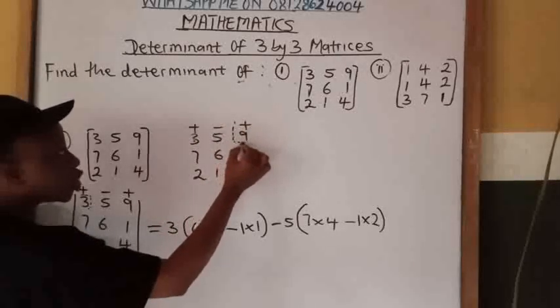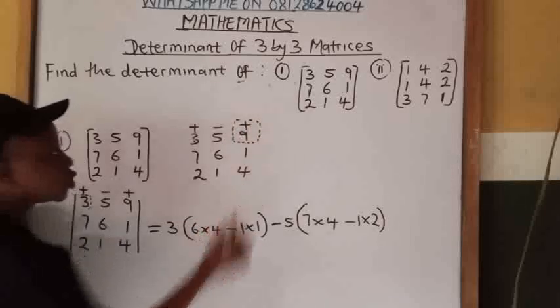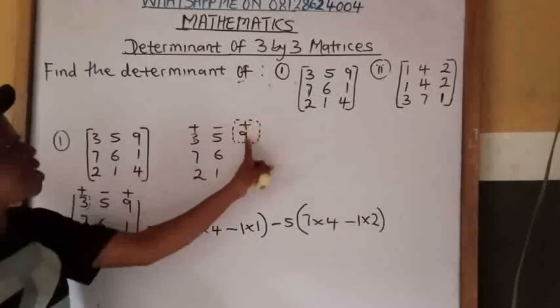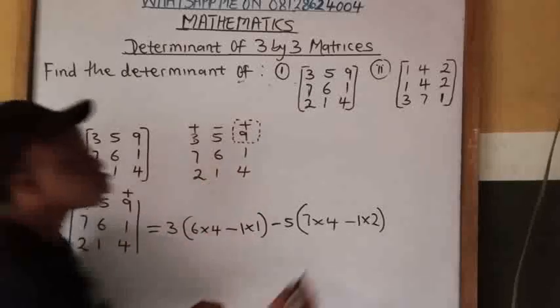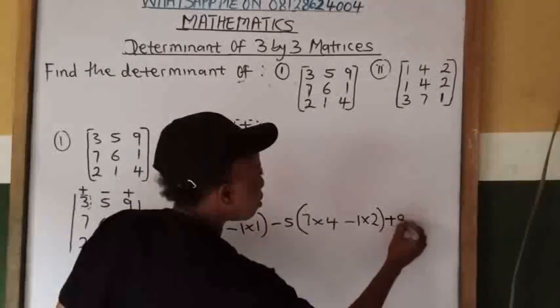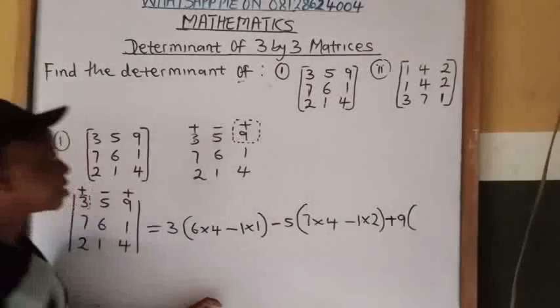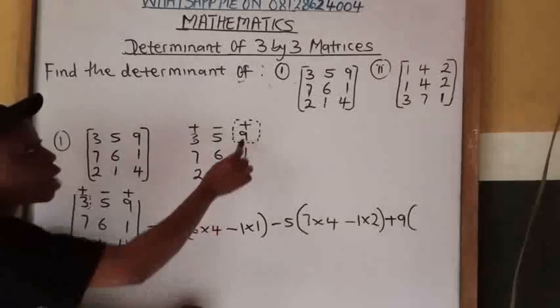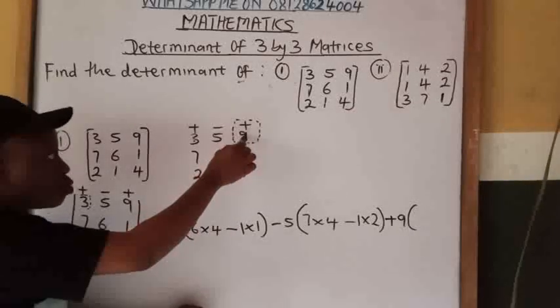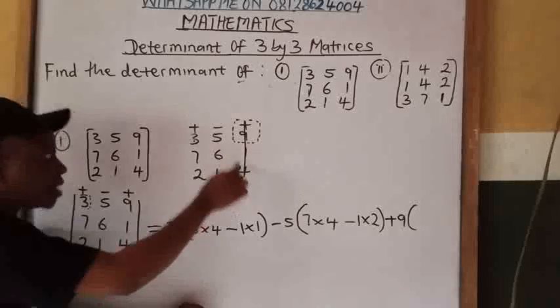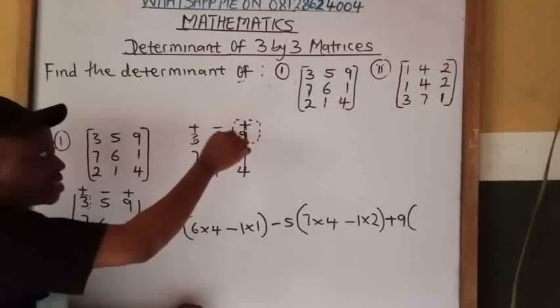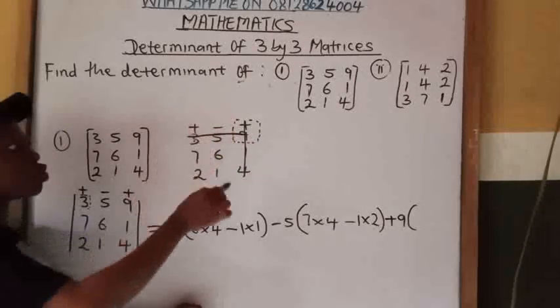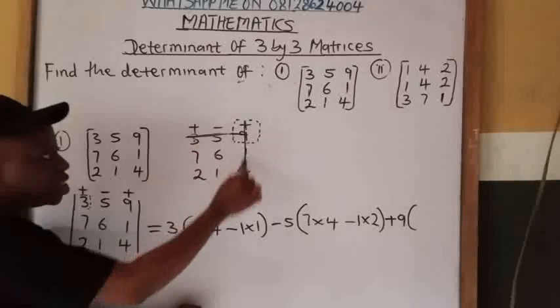Now we want to pick the third element. The third element will go with this positive sign. So we are going to say plus 9 into brackets. Now rule out the column where this 9 appears and the row where the 9 appears. This is the row where the 9 appears. So we are going to rule out the row and the column.